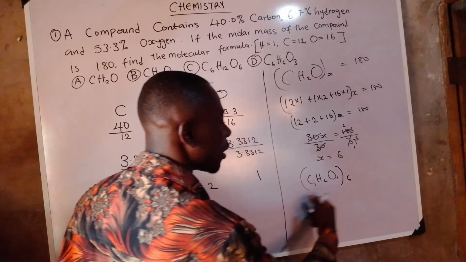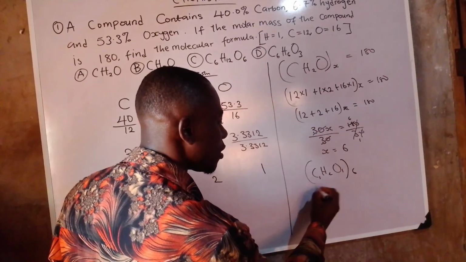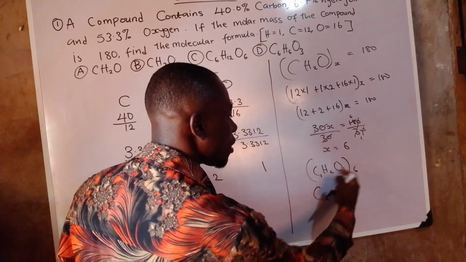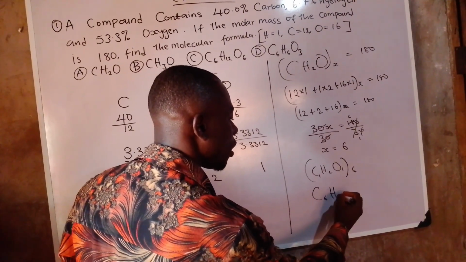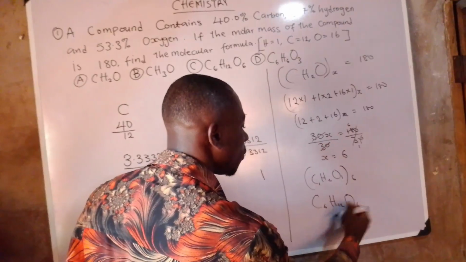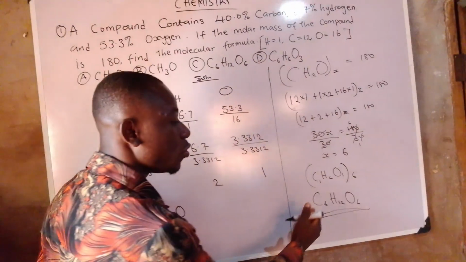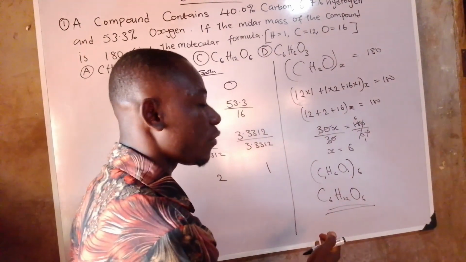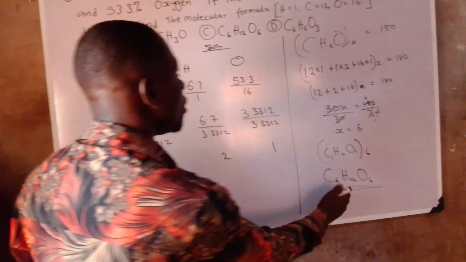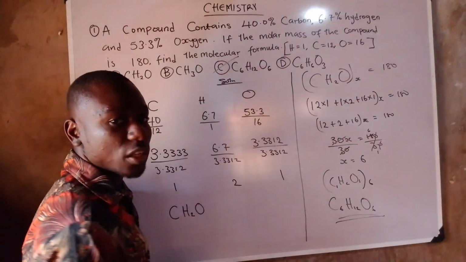Please open the bracket now with what you have here. 6 times this 1 will get us 6 carbon atoms. 6 times this 2 will get us 12 hydrogen atoms. And 6 times this 1 will get us 6 oxygen atoms. And this comes out as the organic compound which you know very well, glucose, C6H12O6. This is the molecular formula, and that corresponds with option C in the formula we have.